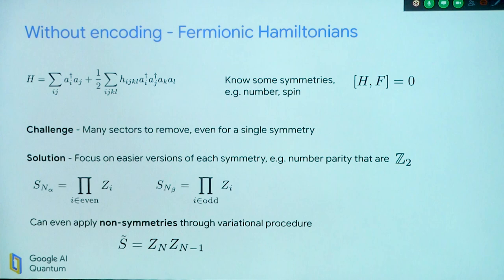And there's a few challenges with this. So for example, in fermion systems, we know about number conservation, spin conservation, and all kinds of other things. It might be hard to remove for a single symmetry, but we can bake down easier symmetries like number parity or spin parity or something like this. And it gives us a natural set of symmetries to use that we don't even have to use this redundant encoding. And so you might say, well, doesn't that allow you to just remove qubits from your system? And wouldn't that be the superior approach? It turns out that's not always the case.